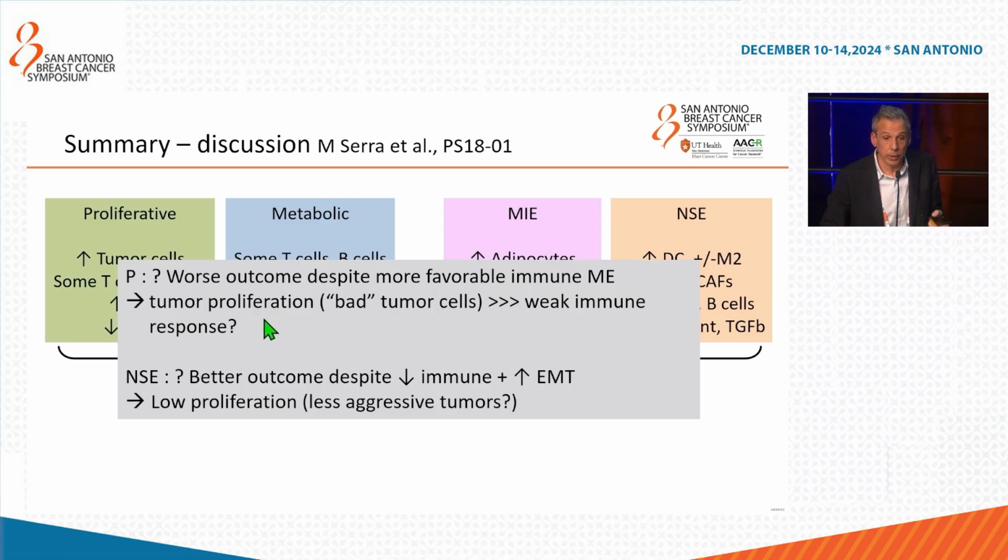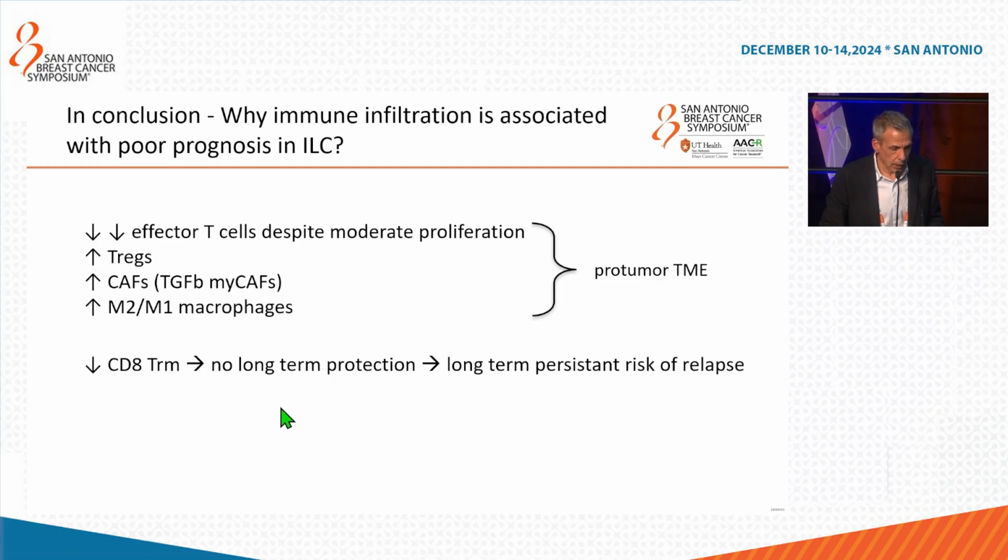When you have highly proliferative tumors, probably the win is against the weak adaptive immune response. And the opposite: in the normal stroma enriched subtype, we have a better outcome despite a more immunosuppressive microenvironment. Again, low proliferation, probably cells that are less aggressive, and they have a generally better outcome despite the fact that you have a very immunosuppressive phenotype.